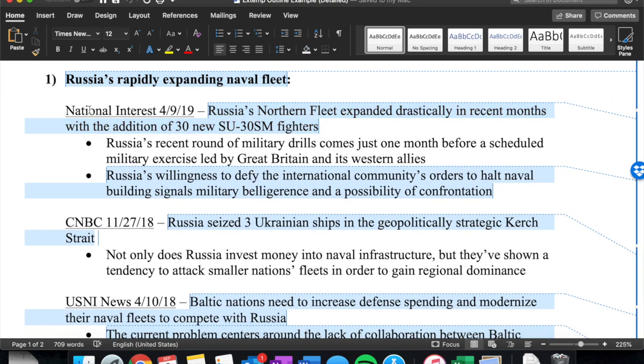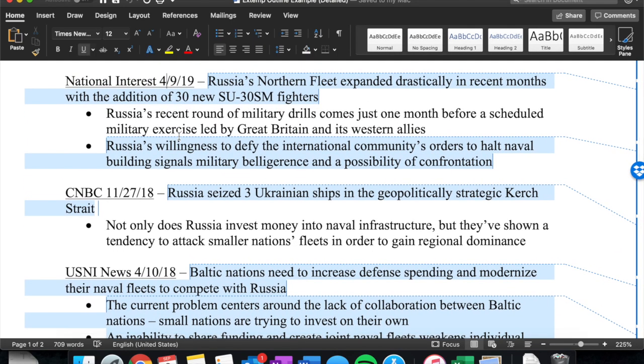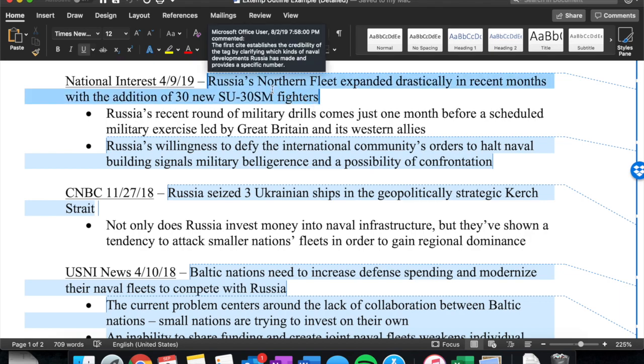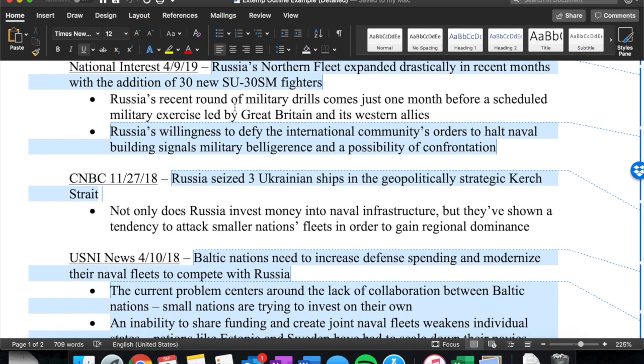And so his first piece of evidence from naval interest argues that Russia's northern fleet is expanding dramatically because of all these new fighters that they've put into their fleet. And so he has some details here about how Russia's recent round of military drills comes just 1 month before a scheduled military exercise led by Great Britain. I'm sure he would expand in greater depth about exactly what these fighters are used for and how that means that Russia is really expanding militarily.